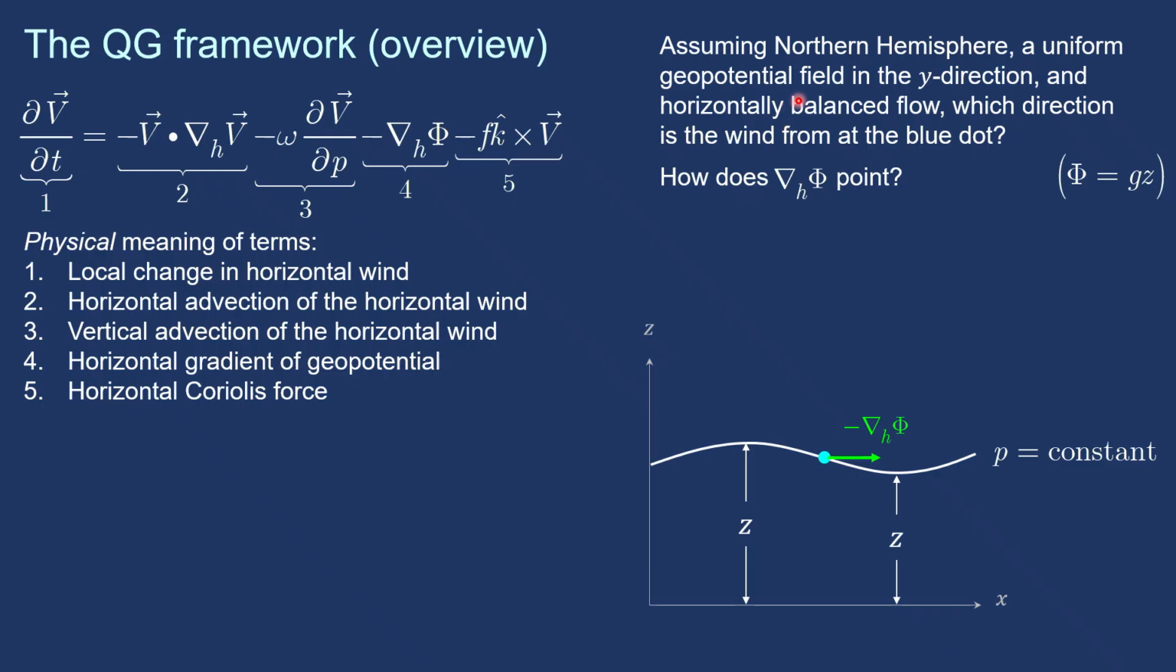And because we're also constraining this to be a situation of horizontally balanced flow, and we're above the boundary layer, we're assuming geostrophic balance. So the geopotential gradient is balanced with the Coriolis force. So if the negative of the geopotential gradient points east, then the Coriolis force must point toward the west. And because we know that the Coriolis force always orients to the right of the wind in geostrophic balance, that would indicate that the wind is actually blowing out of the screen or from the north in this case, which makes sense because we have lower heights to the east, so a trough to the east, and we have higher heights or a ridge to the west.